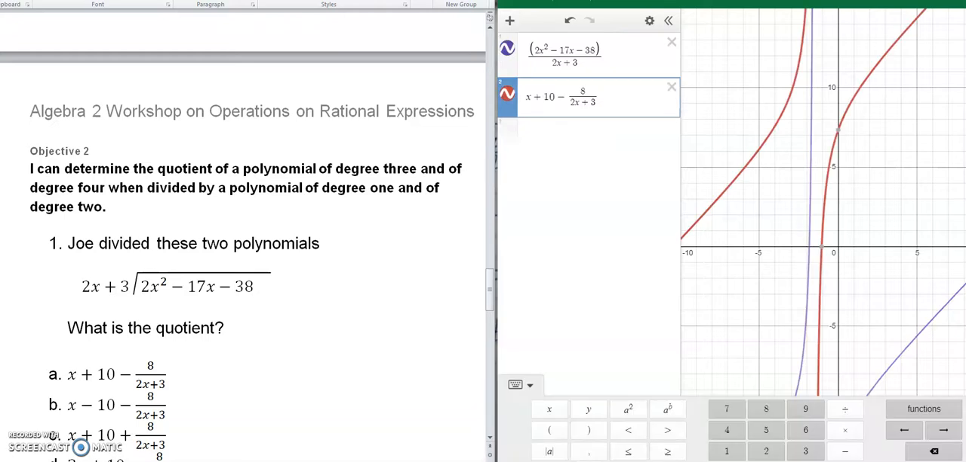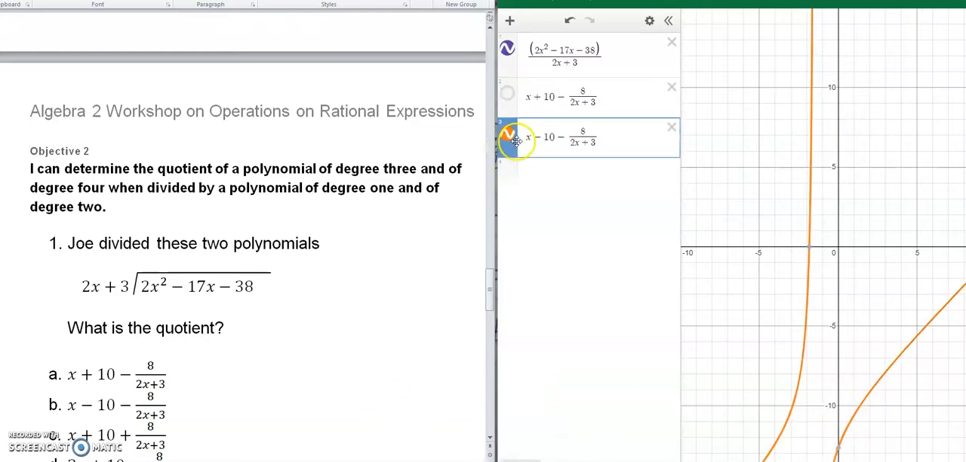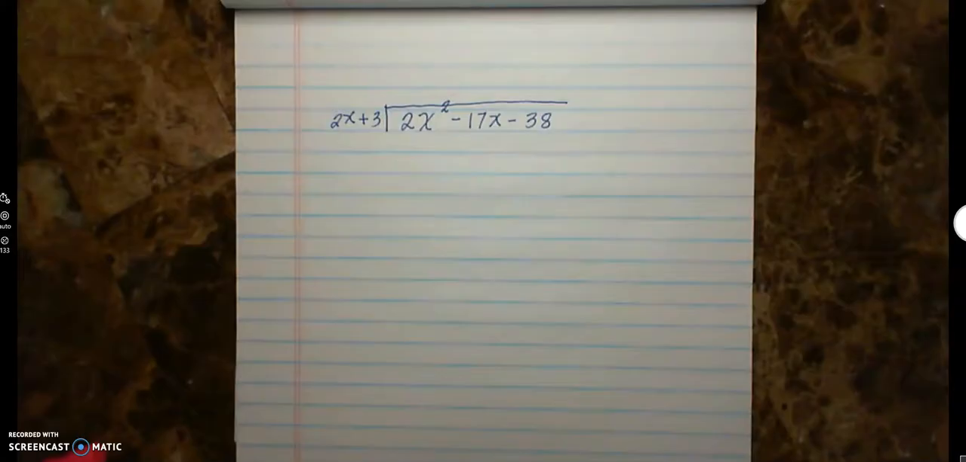And so A is not the answer. Let's plug in B. So we found the answer. The answer is letter B because it is the one that overlaps with the original expression. And now let's do this by hand.